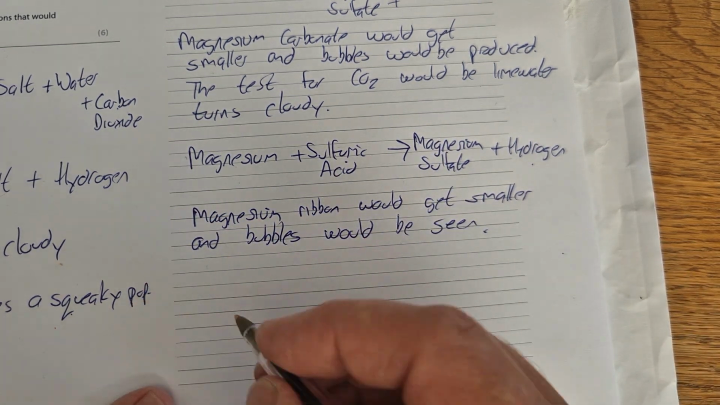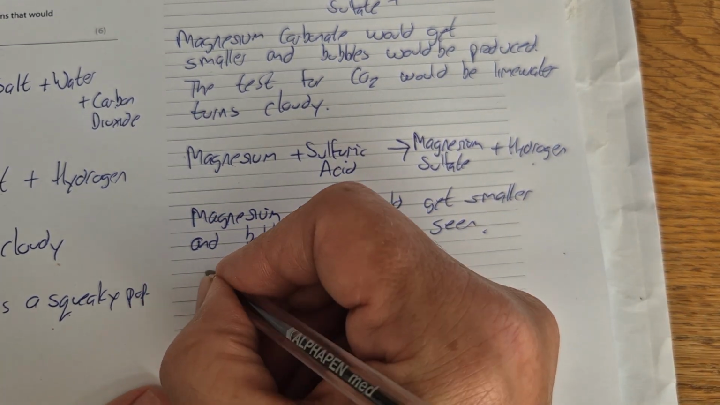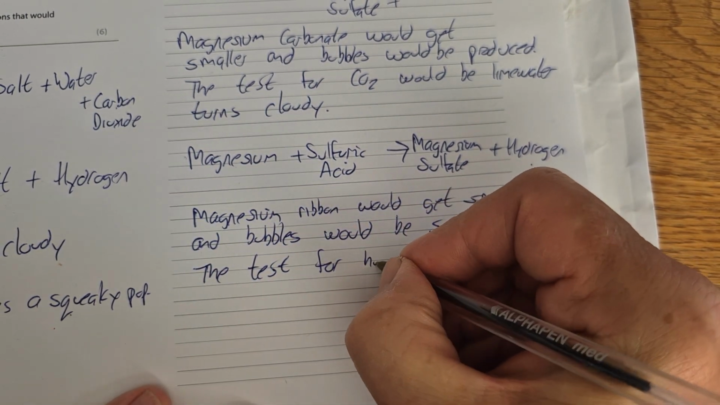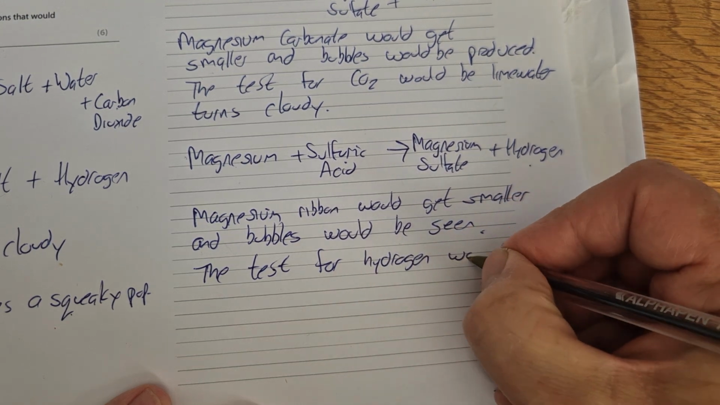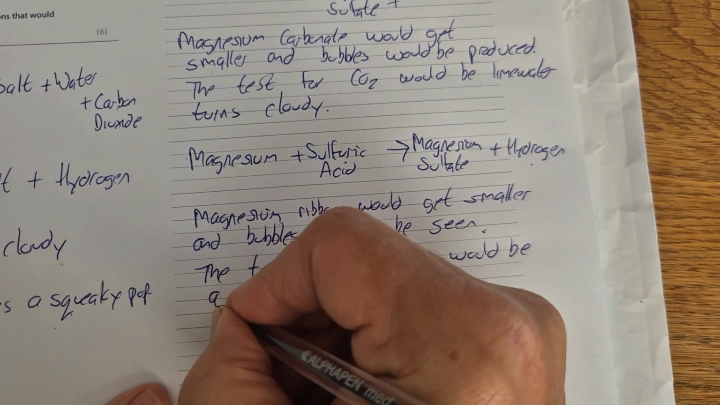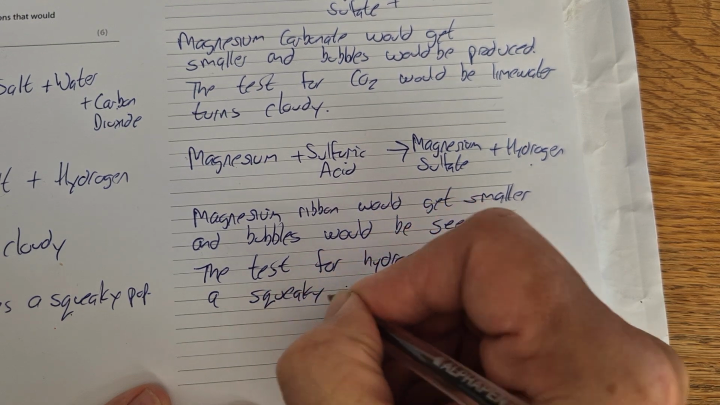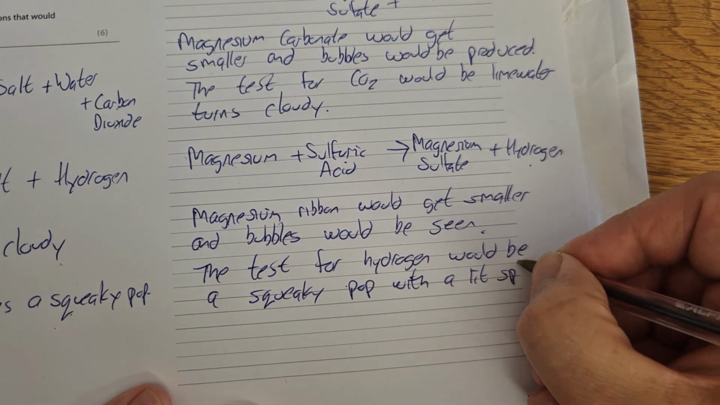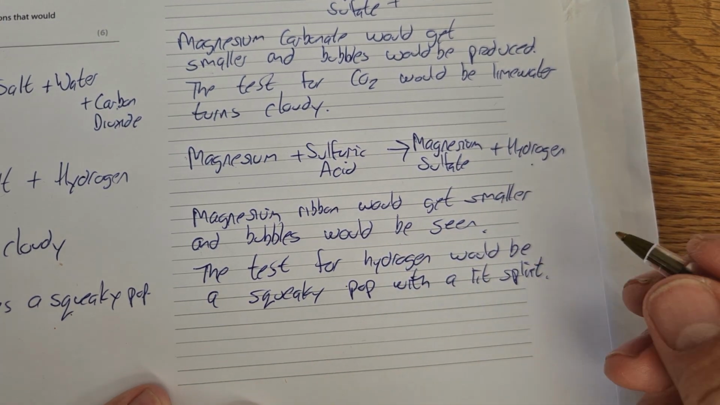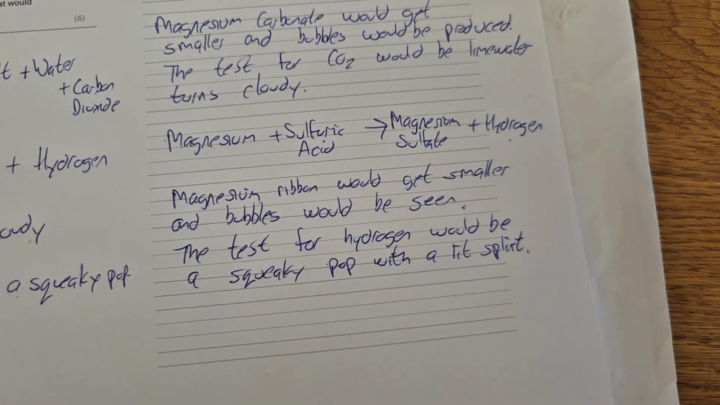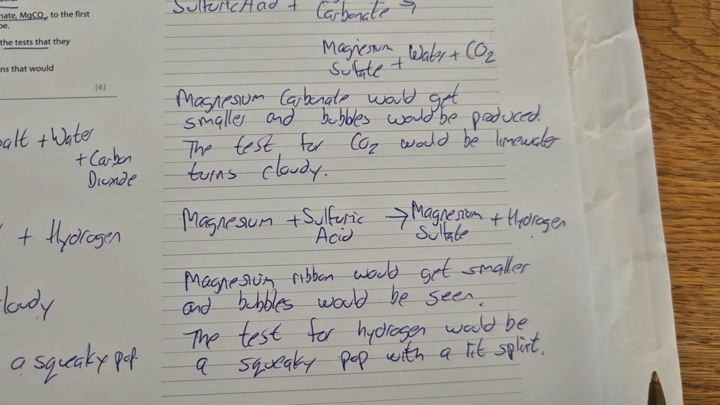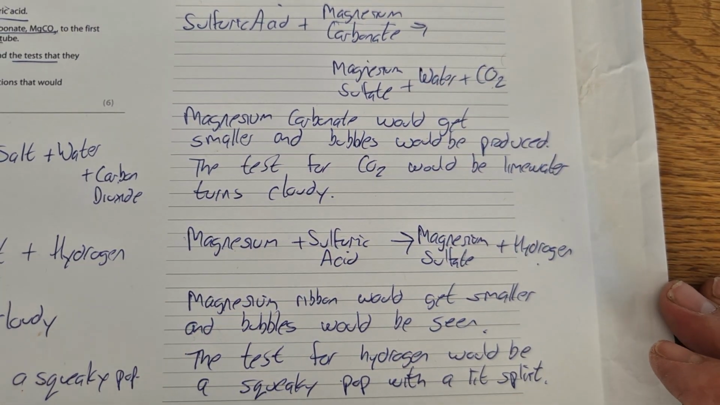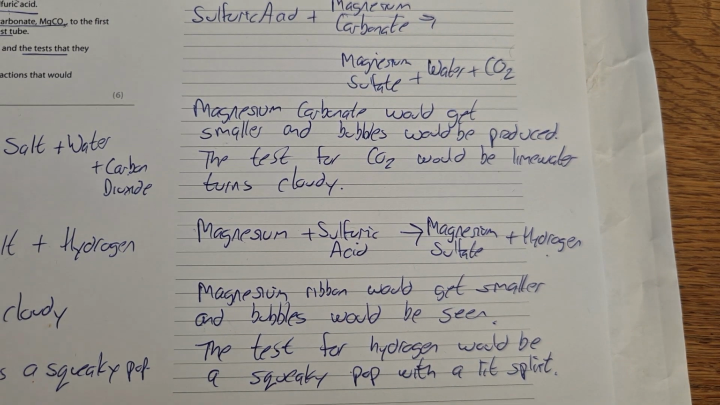And again, we've already mentioned the test for hydrogen. I think most of you probably know. The test for hydrogen would be a squeaky pop with a lit splint. The reason I keep talking about the lit splint is that obviously you've got to differentiate that from the oxygen test, but it's a squeaky pop with a lit splint. Hopefully that all makes sense. That answer would get you the full 6 marks for this question. Hope that's helpful, and speak to you soon.